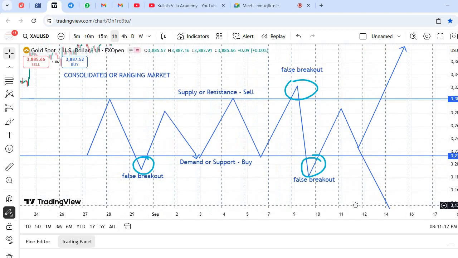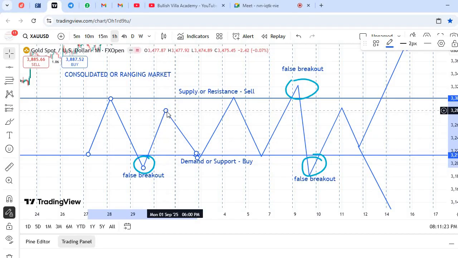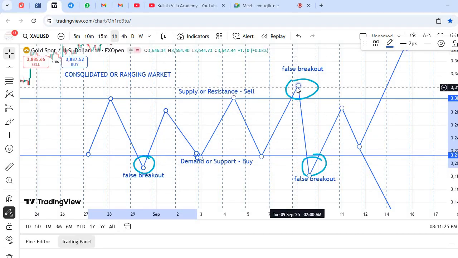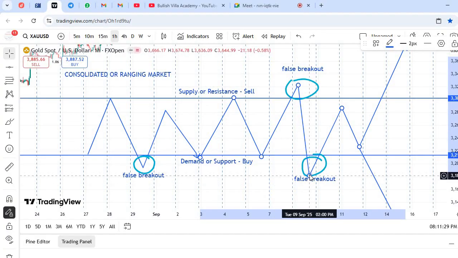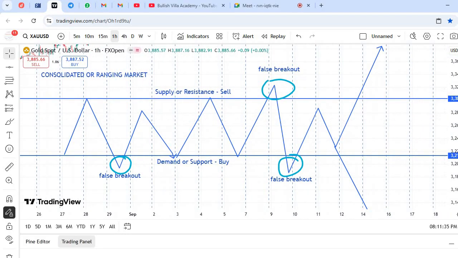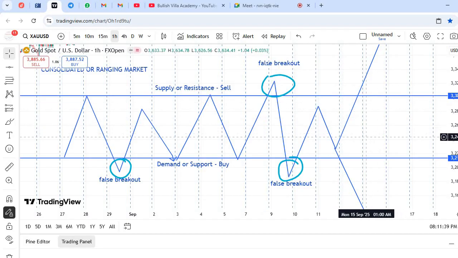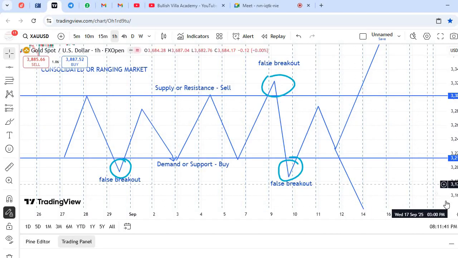But you can see that this one just broke out for a while, then it went back again inside the range. This one too broke out for a while, then it came back again. This one too broke out for a while, and it went back again. You understand? So when we talk about breakouts, if they are final breakouts, they won't come back to the range again. They just keep going, whether up or down.